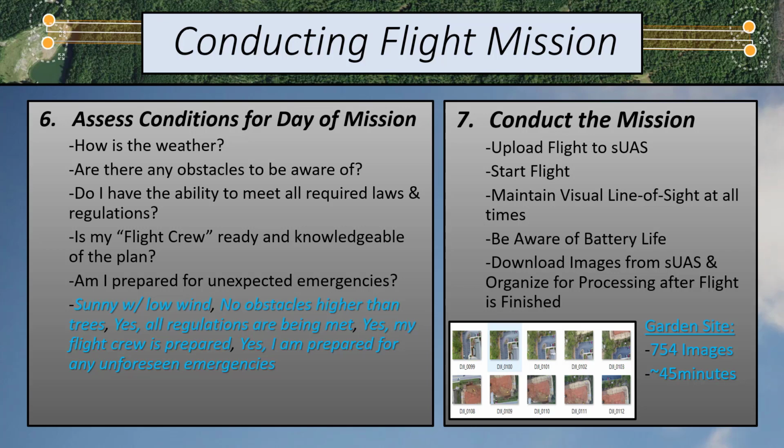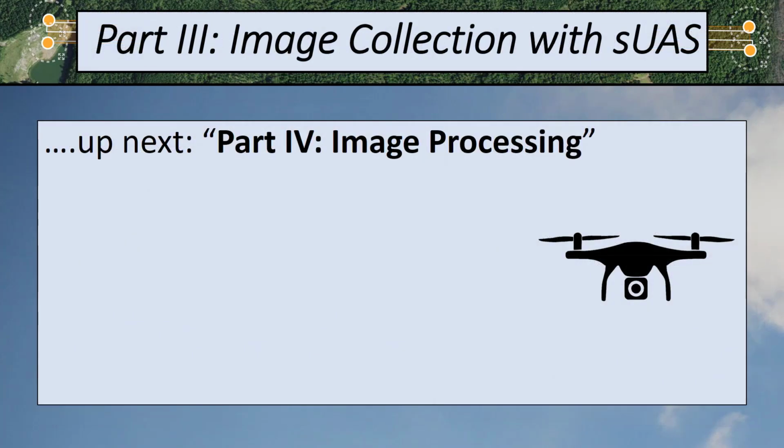For our urban multifamily housing site example, the garden apartments, we obtained 754 aerial images in about 45 minutes of flight time. Now that we have finished our flight and acquired our imagery, then we are ready for our next step in the process of creating the maps and can move into part 4 of the video series. Part 4 of the series is titled Image Processing, and it will cover the necessary steps for turning your collection of images into a single output map.